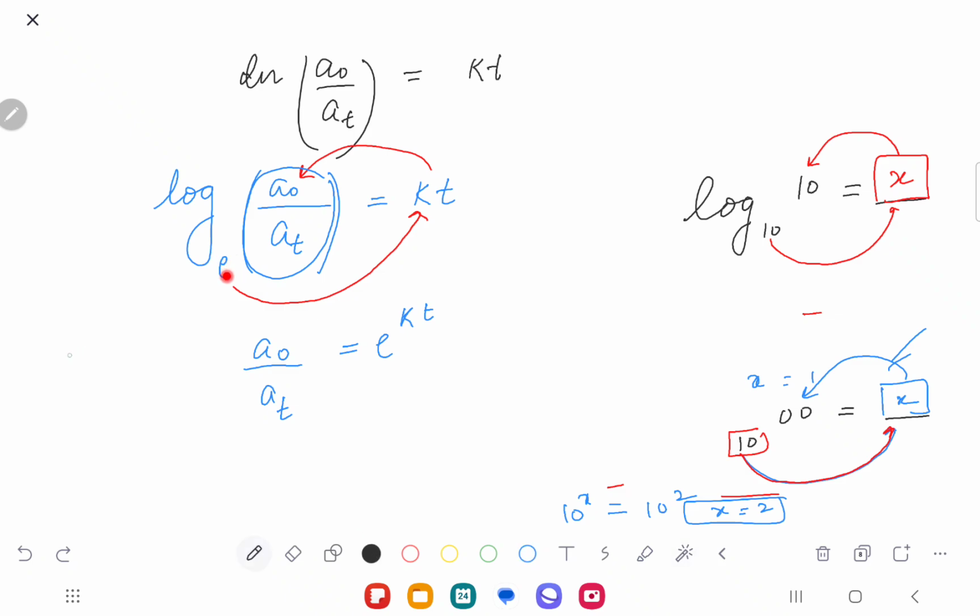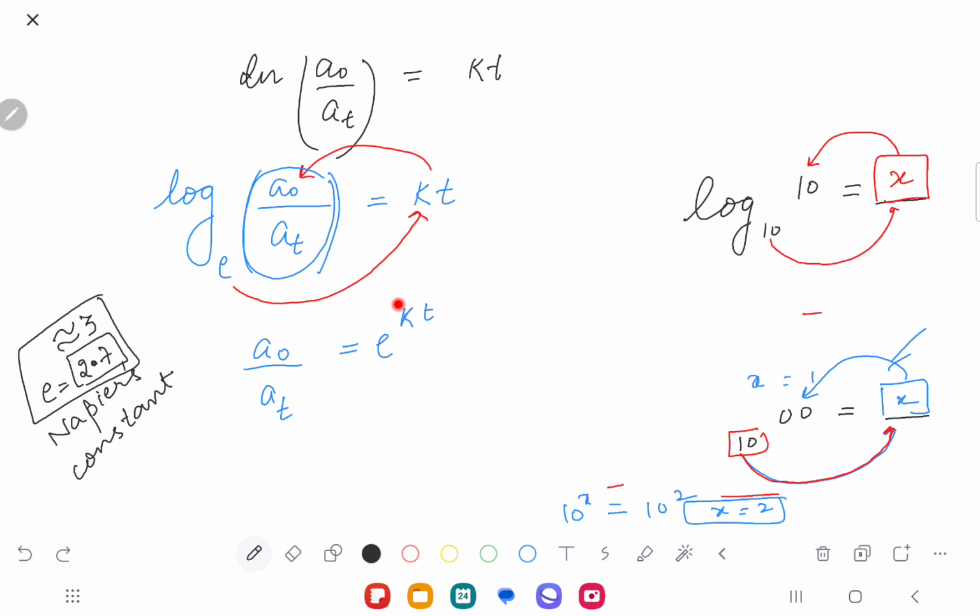And what is e, Atul? E's value is 2.7. E is called Napier's constant. Normally to understand it approximately, I explain it with 3, but the exact value of e is 2.7. So I hope you're understanding that A naught over At is some number. I would read log in the same manner. I would say e is the base, so e raised to the power kt should give me this.